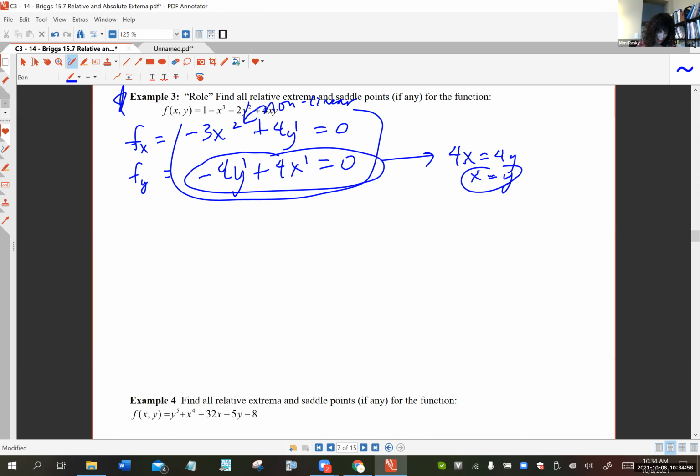Okay, now what? Well, you substitute that into the other equation. So in place of the x here, after I do this substitution, I'm going to have negative 3y squared plus 4y equals 0. Okay, now if you did it the other way where you had y equals x, don't worry, that's fine also. As long as you're doing legitimate mathematical steps, you're okay.